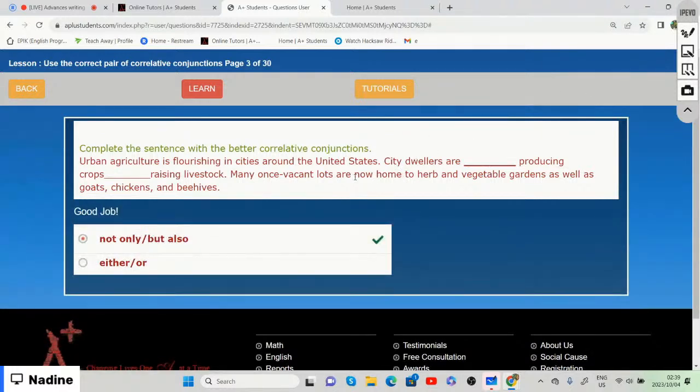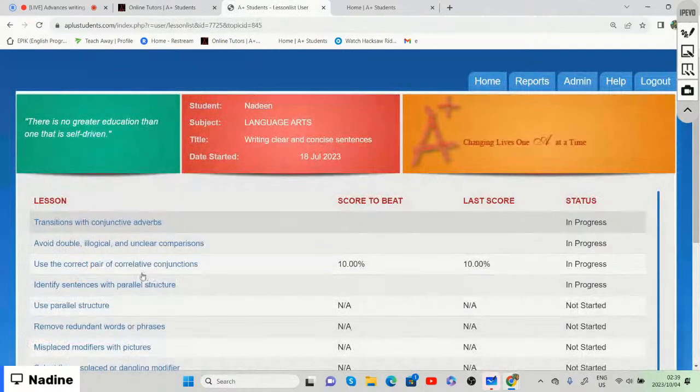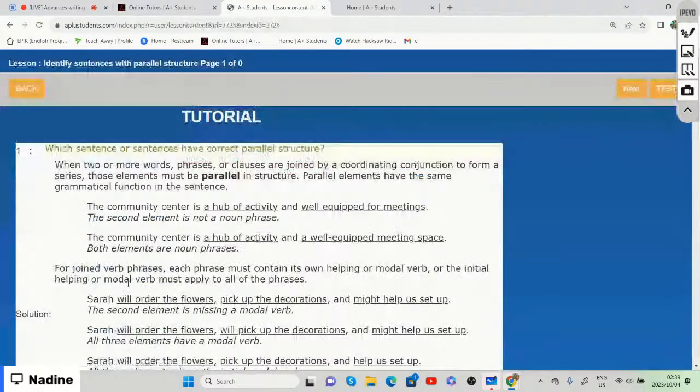All right. So that is the lesson on using the correct pair of correlative conjunctions. Now we're going to identify sentences with parallel structures. Identifying sentences with parallel structures. And what does that specifically mean?